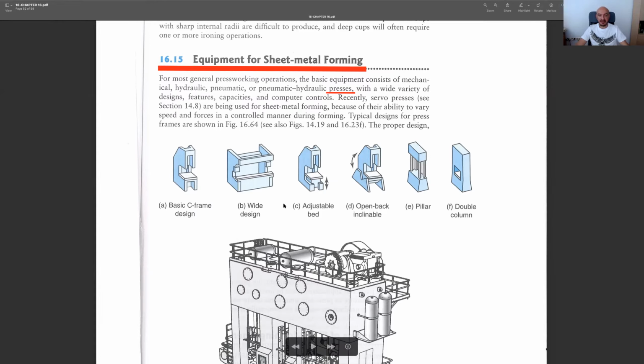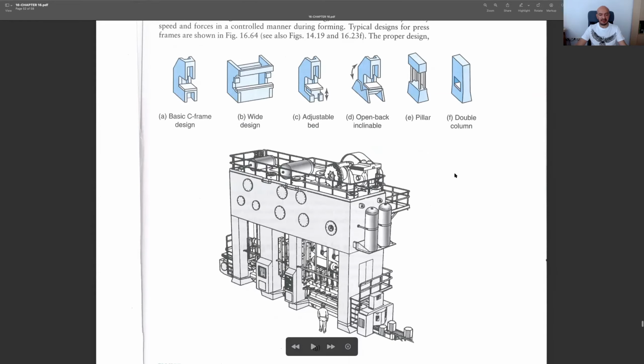Then we have other designs: wide design, adjustable bed so that you can move it upwards, open back inclinable. You may have some angles here. The last two are useful for thicker sheet metals, since they are quite stable compared to the C-frame. You may apply higher forces and there will be no deformation on the machine. But the thing is that you can only process smaller sheet metal. You cannot have longer sheet metal since the side surfaces are closed, as you see here.